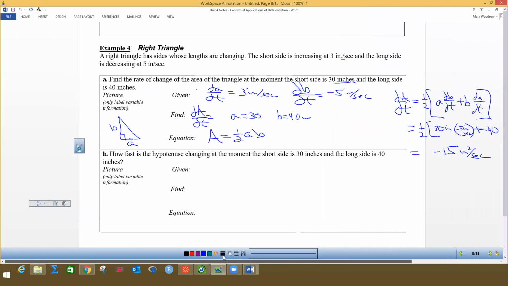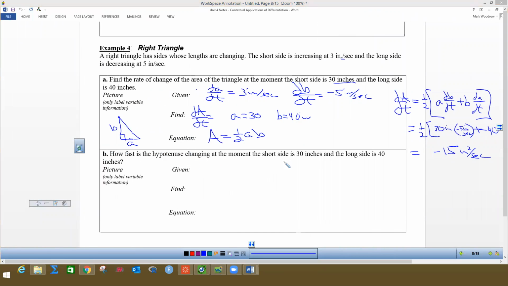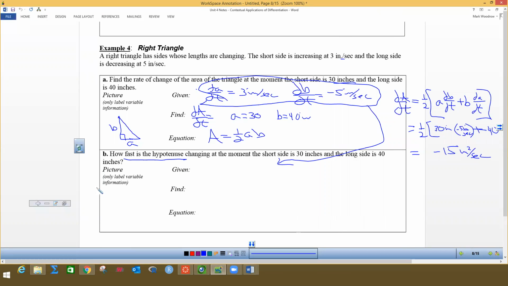All right, this part says how fast is the hypotenuse changing at the moment. So now we're looking for the rate of change of the hypotenuse. So all this stuff up here is the same. Just to save time, I'm not going to write this down, but we're using this same information. Now we've got a triangle, and we're worried about the hypotenuse. So this is A, this is B, this is C, and we want to find dC/dt. That's what we're looking for, and I should have put a question mark there. And again, when A is 30 and B is 40. So all that stuff's the same.